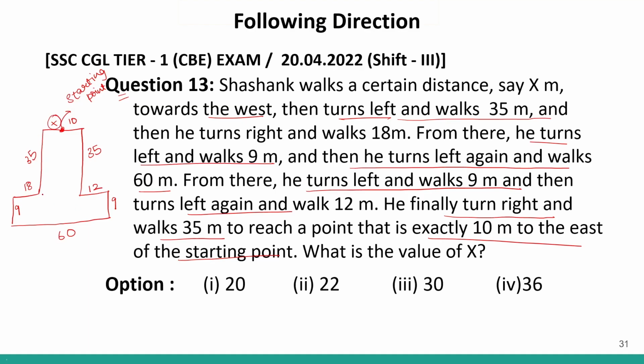So let us solve. The value of this line will be equal to 60 minus 18 minus 12, which is 30. So this is 30. And if this is 30 and this is 10, x will be 30 minus 10, which is 20. So the answer will be option number 1, 20.